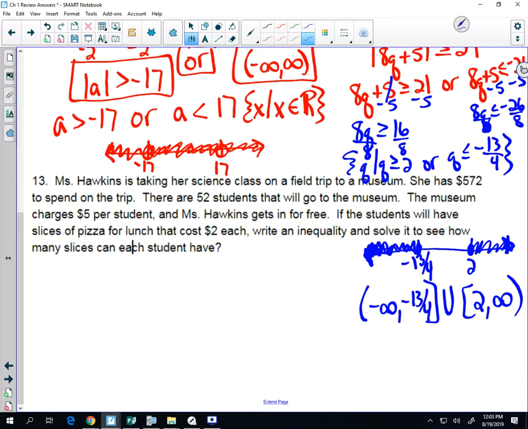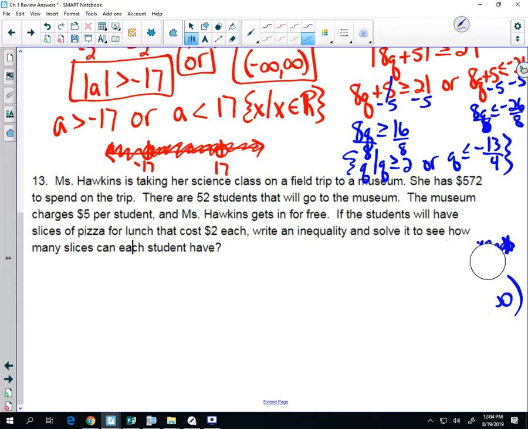So it says Miss Hawkins is taking her science class on a field trip to a museum. She has $572 to spend on the trip. There are 52 students that will go to the museum. The museum charges $5 per student, and Miss Hawkins gets in for free. If the students will have slices of pizza for lunch that cost $2 each, write an inequality and solve it to see how many slices each student can have.